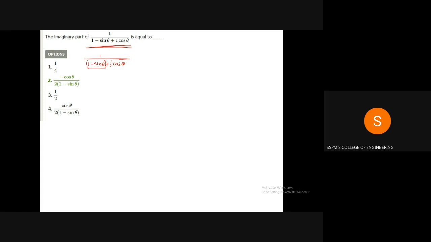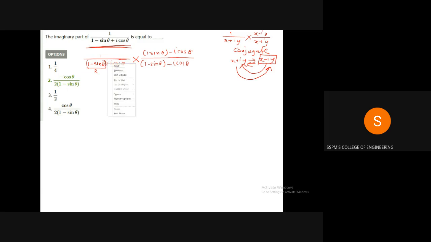So 1 minus sin theta is the real part and this is our imaginary part. How do we rationalize it? We will multiply and divide it by its conjugate. What is the conjugate of this number? 1 minus sin theta, and here it is plus, so we will write minus i cos theta. So we multiplied and divided by its conjugate. How do you find the conjugate? If you see plus in the complex number, you write minus. That's how you get the conjugate of any number.